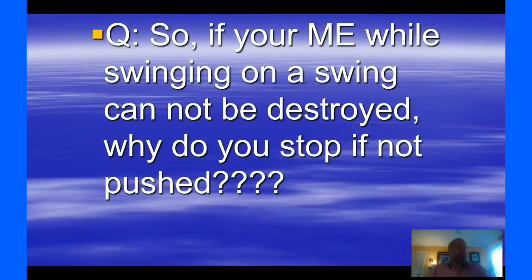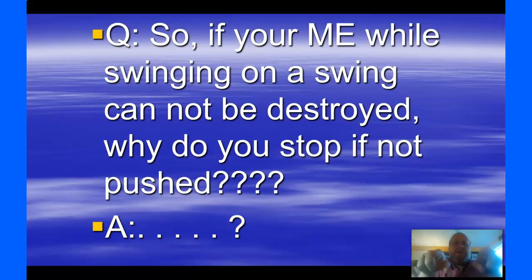Let's see if you're paying attention. If your mechanical energy while swinging on a swing cannot be destroyed, why do you stop swinging if you're not pushed? I'm going to make that the question. So when you see this, you've already seen the question. You have to answer that question to show me that you did this work.